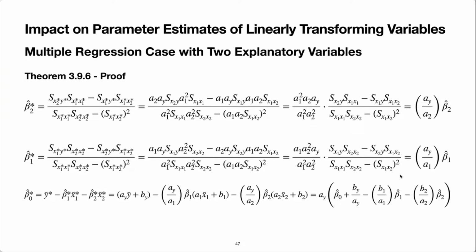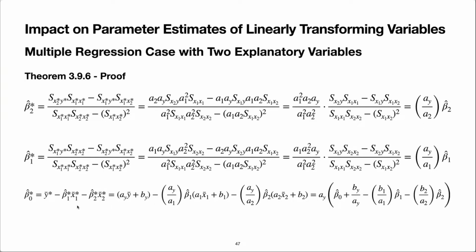Okay, you can look through that and verify that this actually turns out to be a sub y over a sub 1 times beta 1 hat. And then once we have beta 1 star hat and beta 2 star hat, we can plug those expressions into this formula. So again, based on the theory of least squares estimation for a multiple regression model with two variables, we know that beta 0 star hat would be equal to y bar star minus beta 1 star hat times x bar 1 star minus beta 2 star hat times x bar 2 star.